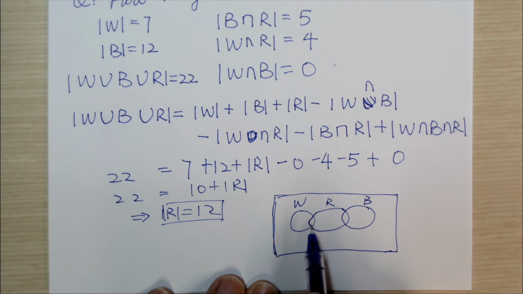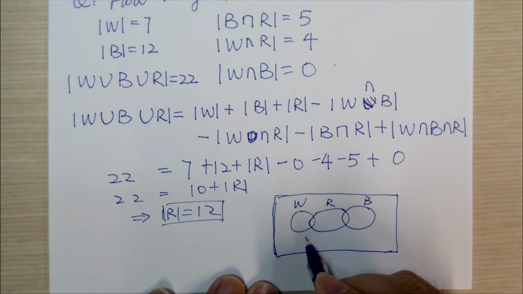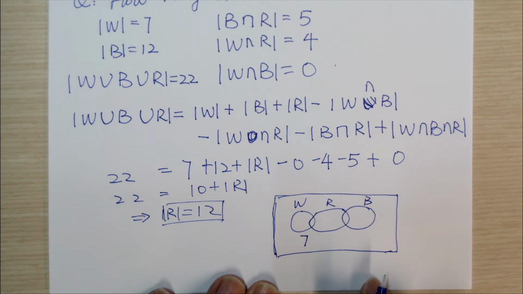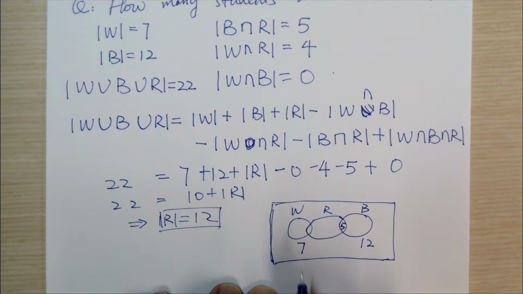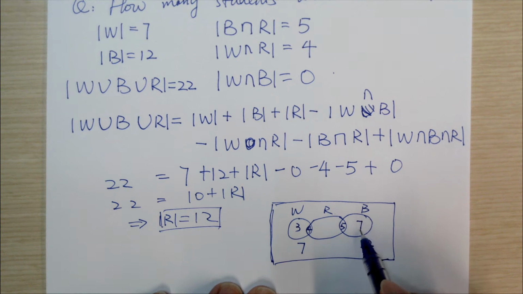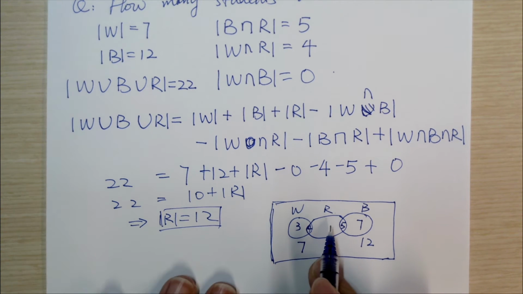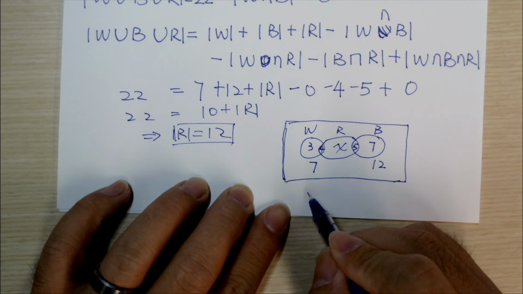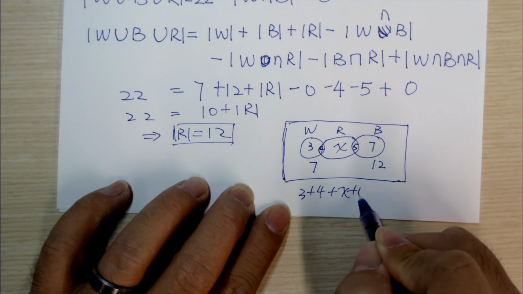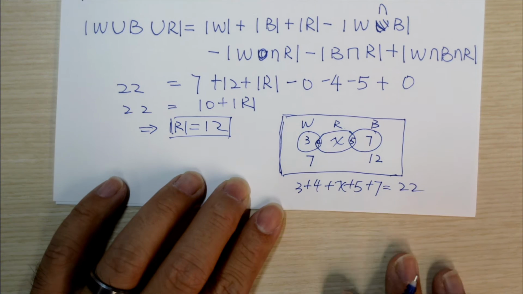The total white, what do we have? It's 7, right? The black is 12. The B intersect R here is 5, right? W intersect R is 4. So you can see that right now this is going to be 3. This is going to be 7, right? Well, suppose we call this part X. So do you agree that 3 plus 4 plus X plus 5 plus 7 equals 22, right?